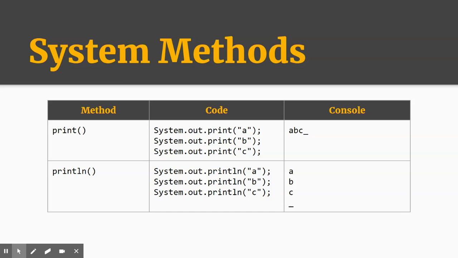On the next line, we have our println method. So we have println A, println B, println C. So it's like we did A, enter, B, enter, C, enter. And so now the cursor is waiting on the next line. So those are the differences between those two methods.